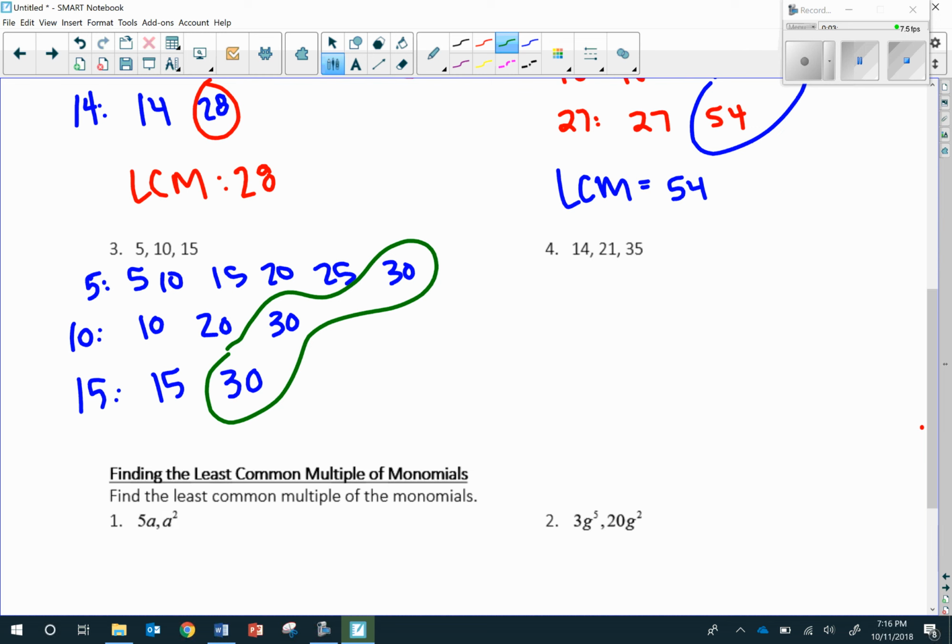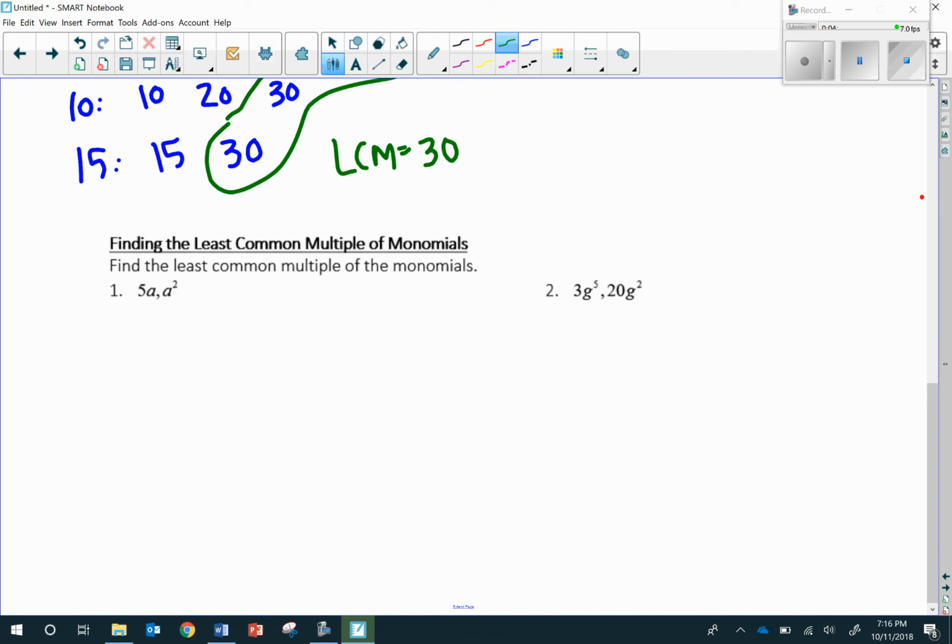You'll notice that 30 has to be shared by all three numbers in order to be our LCM. I will let you try number 4. Again, you're simply listing the multiples of each number and finding the one that is the least common multiple.